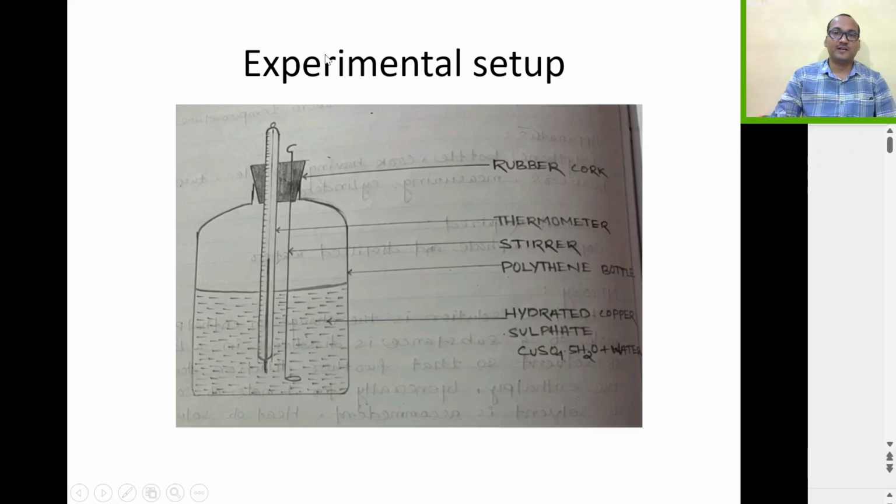So this is the experimental setup. So this is the polyethylene bottle, this is the thermometer, and this is the stirrer. And here we have the solution of copper sulfate 5 water in distilled water.